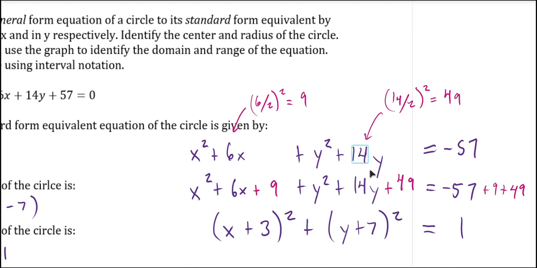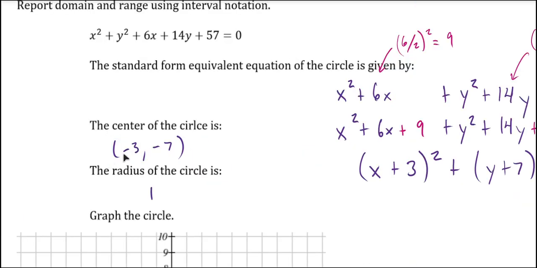Likewise, with our 14 here, I take half of 14, which is 7, I square it, that's 49, and I add that to the other side as well. Now, 9 plus 49 is 58, minus 57 is positive 1. And so we complete the squares to give me x plus 3 squared plus y plus 7 squared, and that's equal to 1. Notice that this number here is going to be half of the value that was attached to the x here. And likewise, this 7 was half of 14.